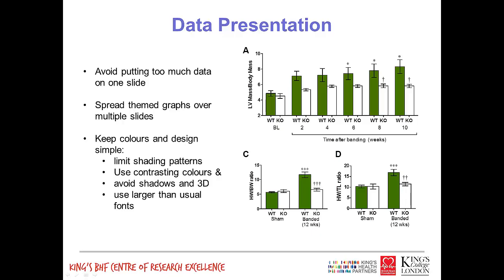Keep your colours simple. Limit the shading patterns. Don't have 27 different shading patterns and cross hatches because they may not come out very well on the projector. Avoid many shades of grey, certainly, because overhead projectors and slide projectors don't show these very well, and you may actually get yourself confused by going, hang on, which one of these bars am I supposed to be pointing at? Avoid shadows and 3-dimensional graphs.